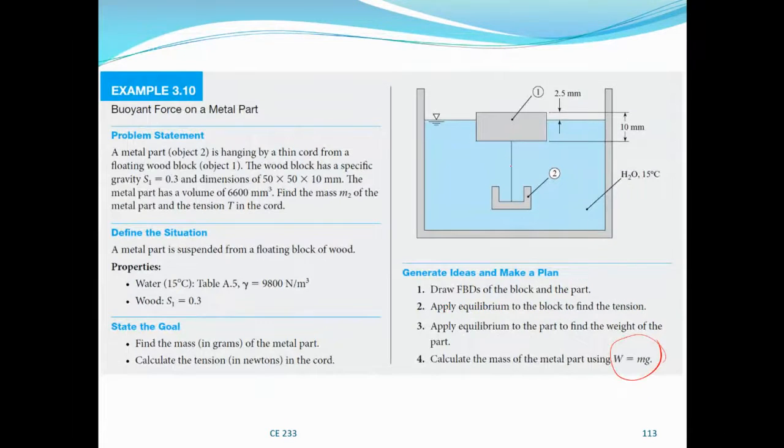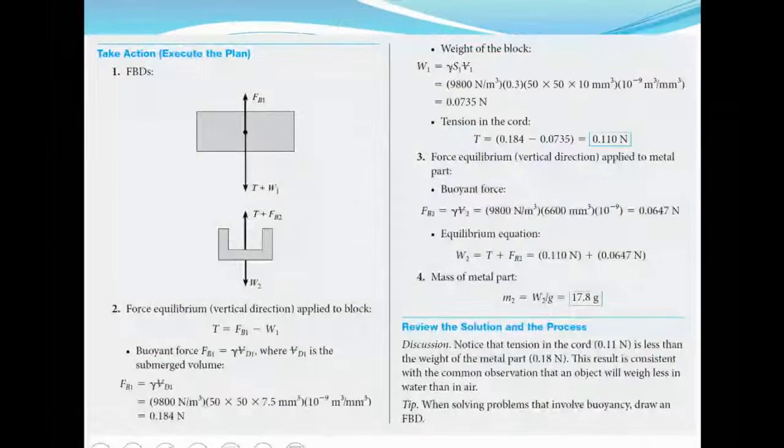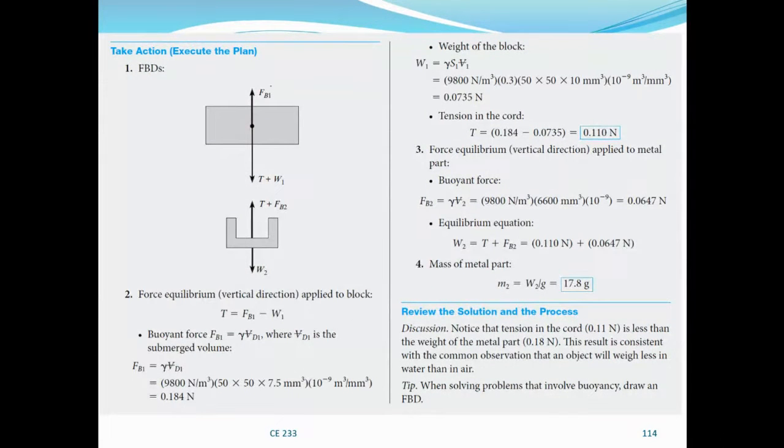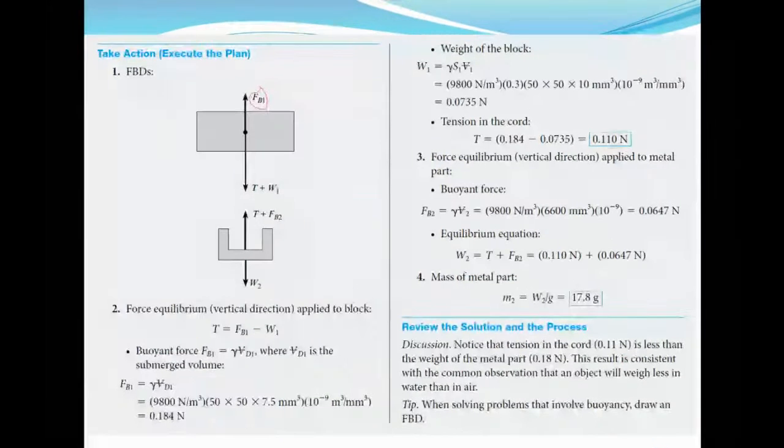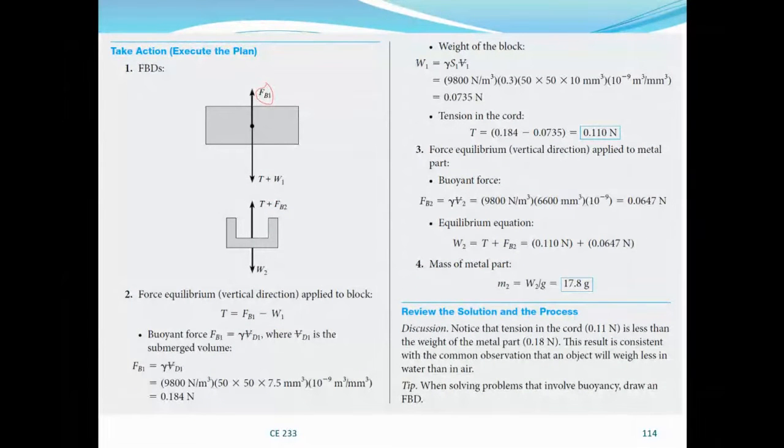For this one, we have the upthrust FB1 acting upward, and the weight acting downward plus the tension, all acting at the same point, because it is a wooden block and the cord is assumed to be at the center. So that's why here we have T plus W1. W1 is the weight of the block.